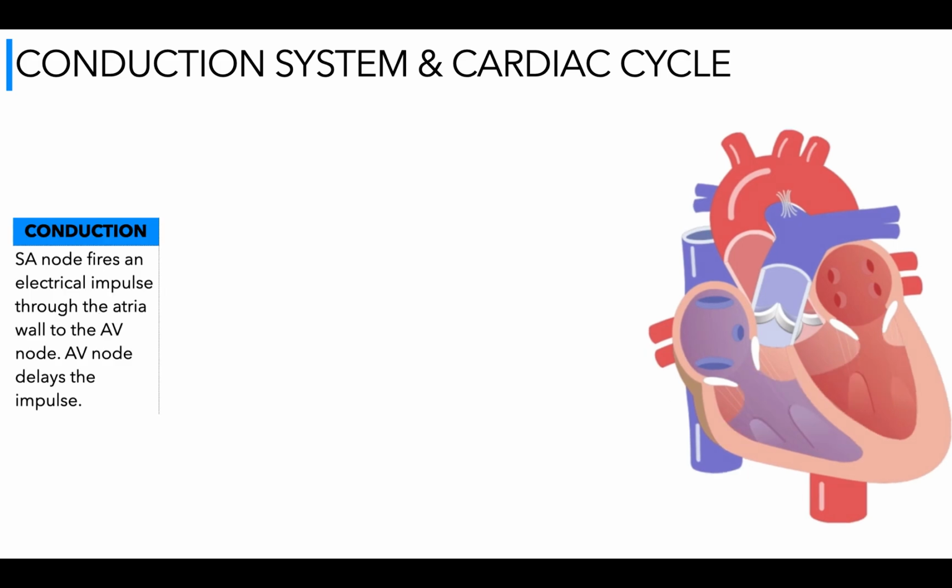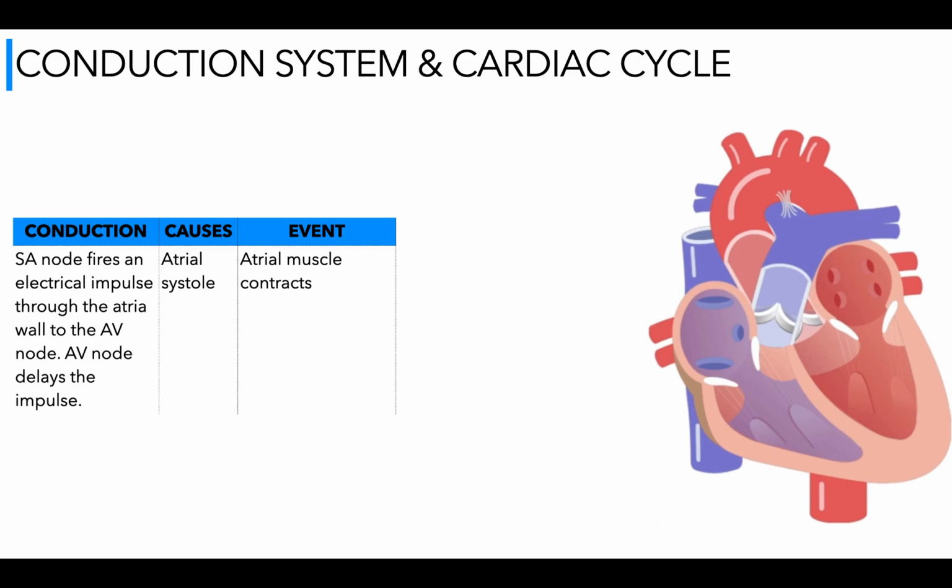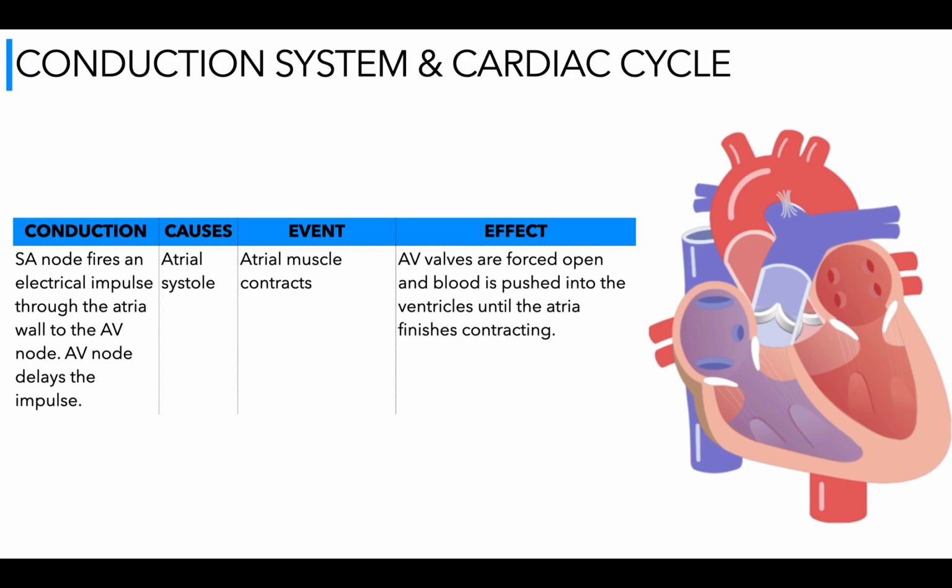The SA node generates an impulse and fires this impulse through the atrial walls to the AV node. The AV node delays the impulse. We know that 0.1 second because that's how long atrial systole contracts. But when the SA node fires it through the walls, it causes atrial systole. It causes them to change shape. The event is the atrial muscles contract. That means them walls are going to change shape and force blood into the ventricles.